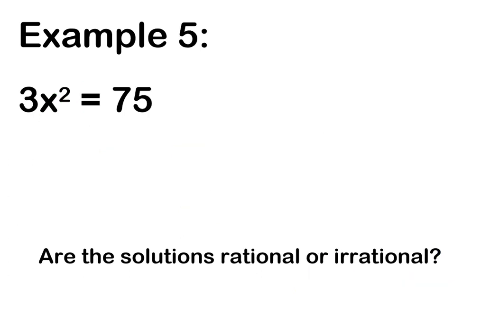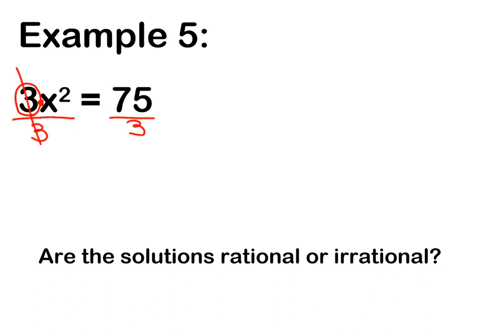What we notice happens at example 5. I have something else besides my x squared. In this case, we're talking about this 3. I cannot take the square root unless everything else is moved away. I need to isolate my x squared term. So in order to do that, I need to get rid of my 3, which is multiplying. The inverse is division.